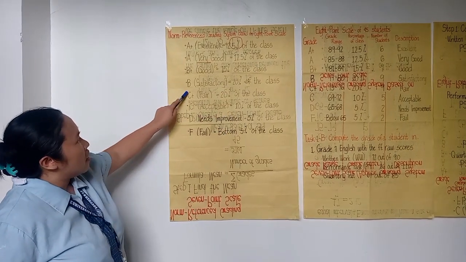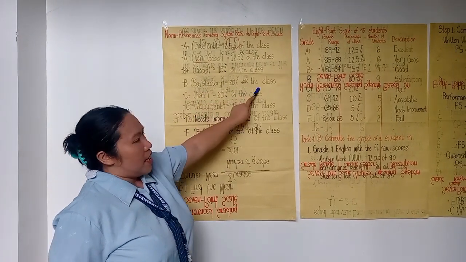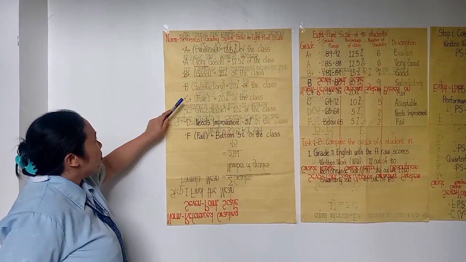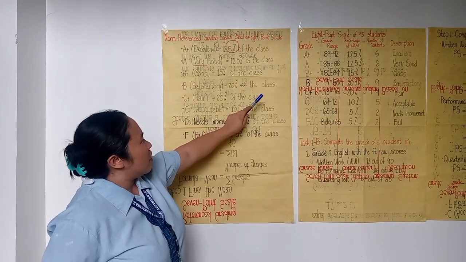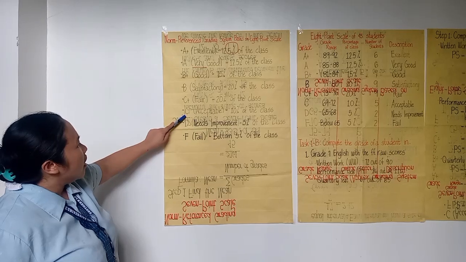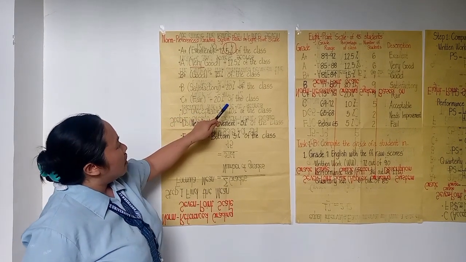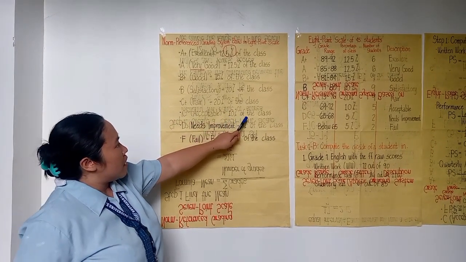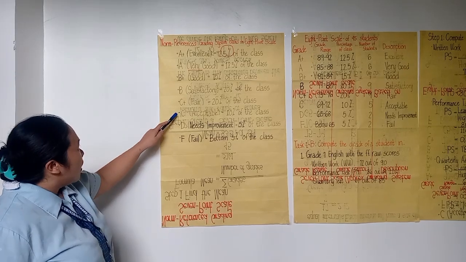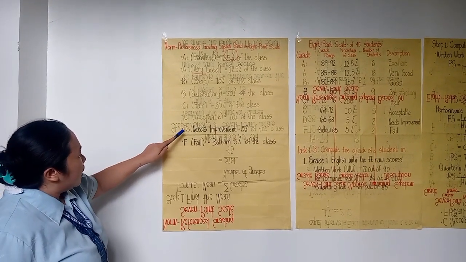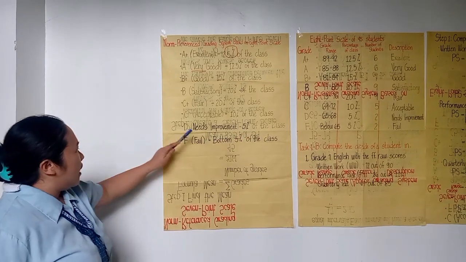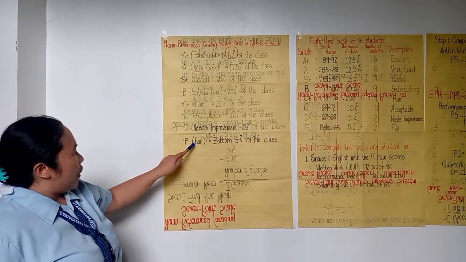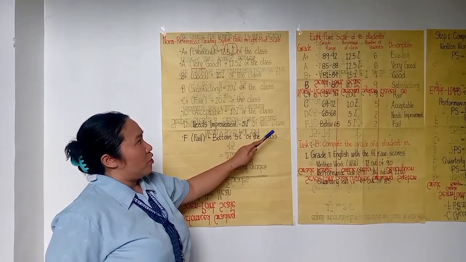Then grade B, satisfactory, 20% of the class. C plus, which is fair, we have also 20% of the class. Then C, the acceptable, we have allocated 10% of the class. And then grade letter D, needs improvement, 5% of the class, and F, fail, bottom 5% of the class.